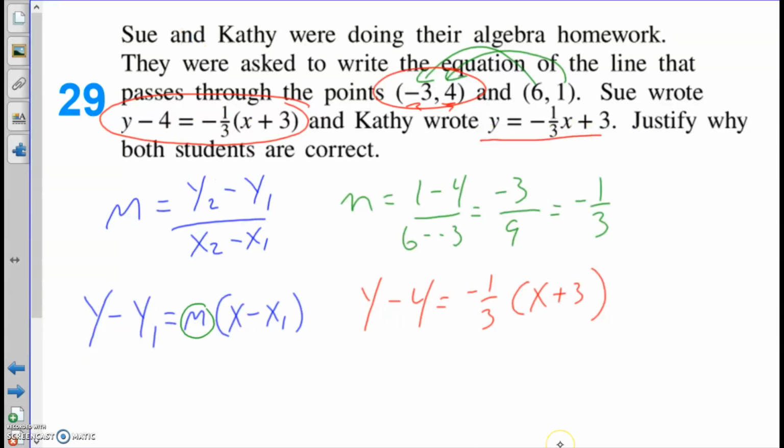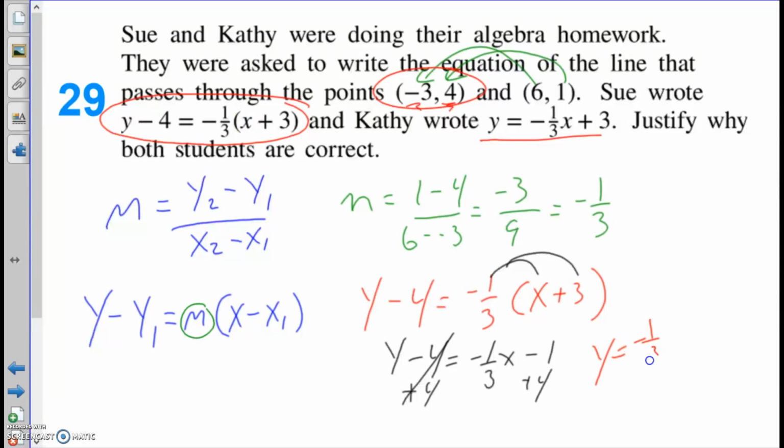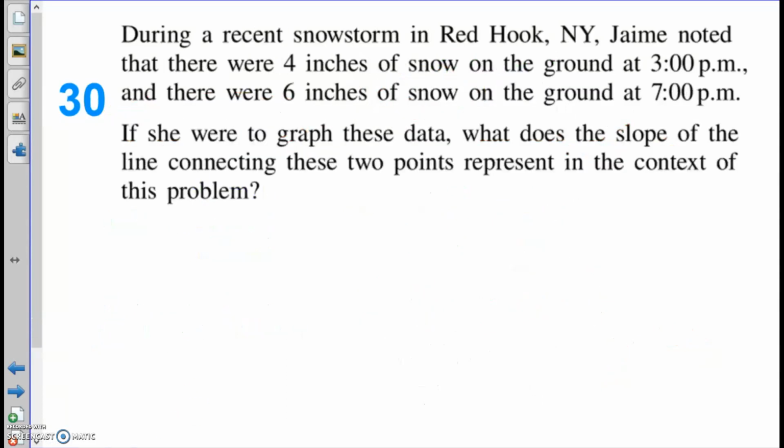Well, we could show that that's also correct by distributing this in. So y minus 4 equals -1/3 x, -1/3 times x, -1/3 x, and -1/3 times +3 is -1. You could use your calculator, but it's times -1 and dividing by 3. Times this, divide this. And lastly, get y alone. So add this 4 over, add 4. We end up with y equals -1/3 x plus 3, which is Kathy's. And justify just means show your work. So we did that. So we're done. So that one wasn't as long.